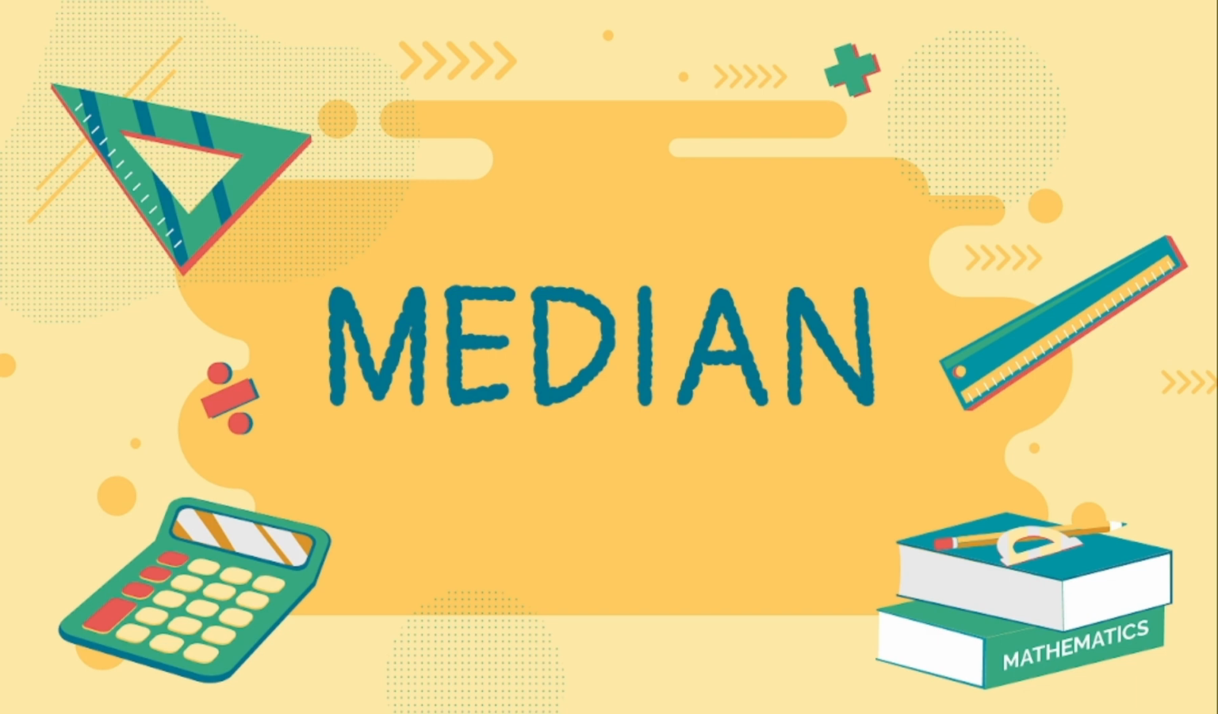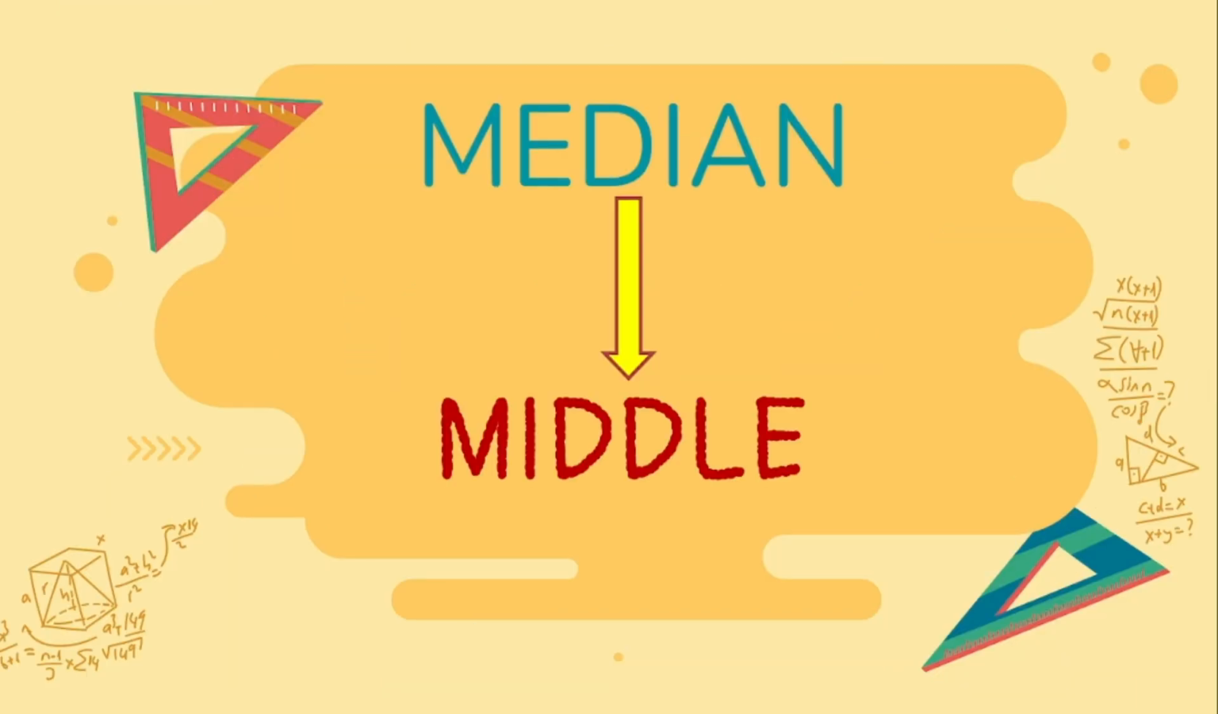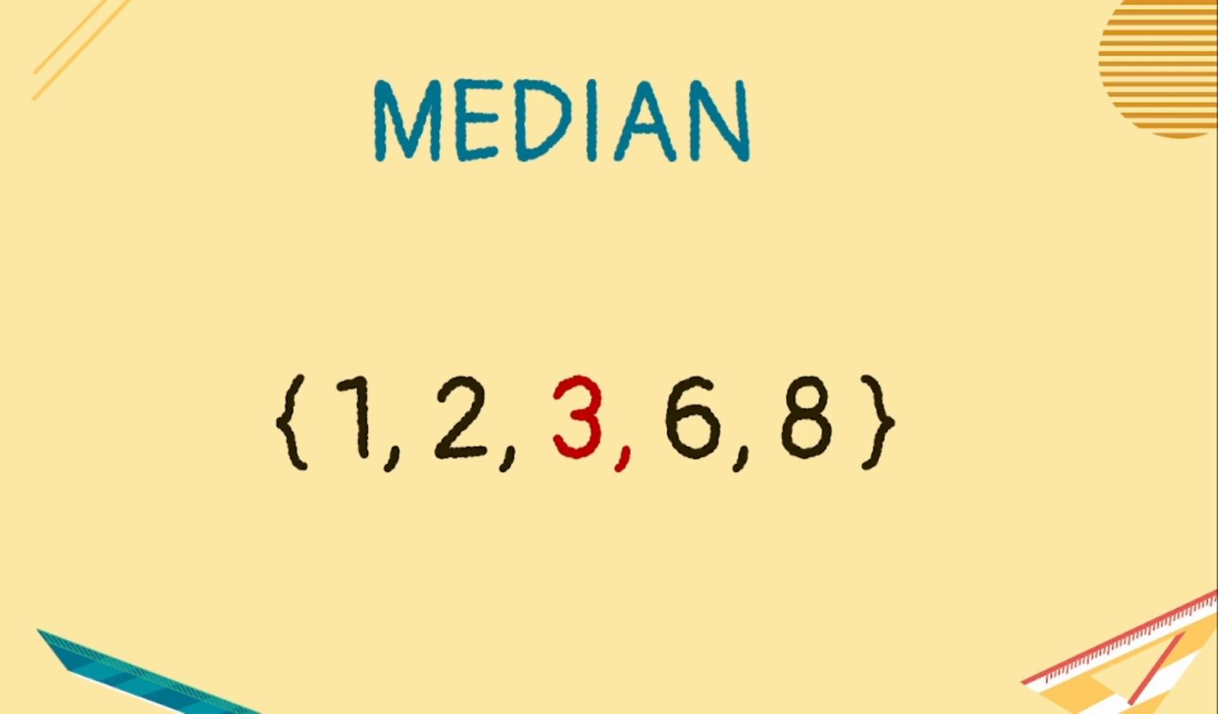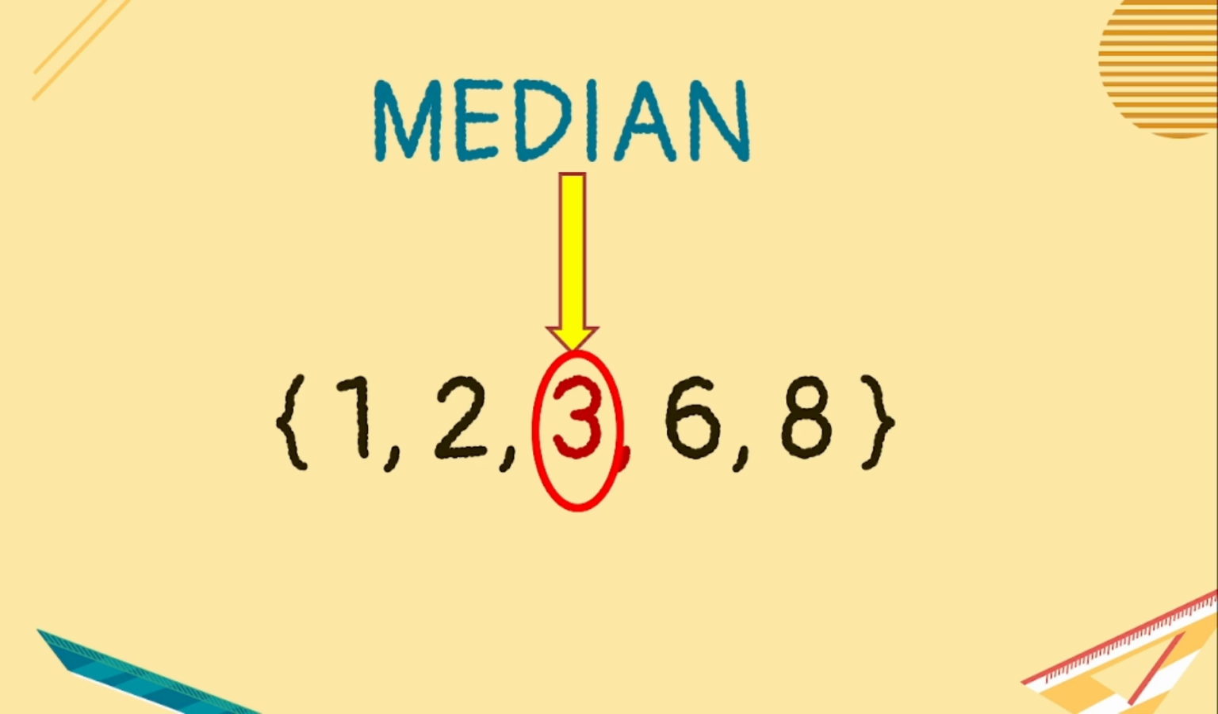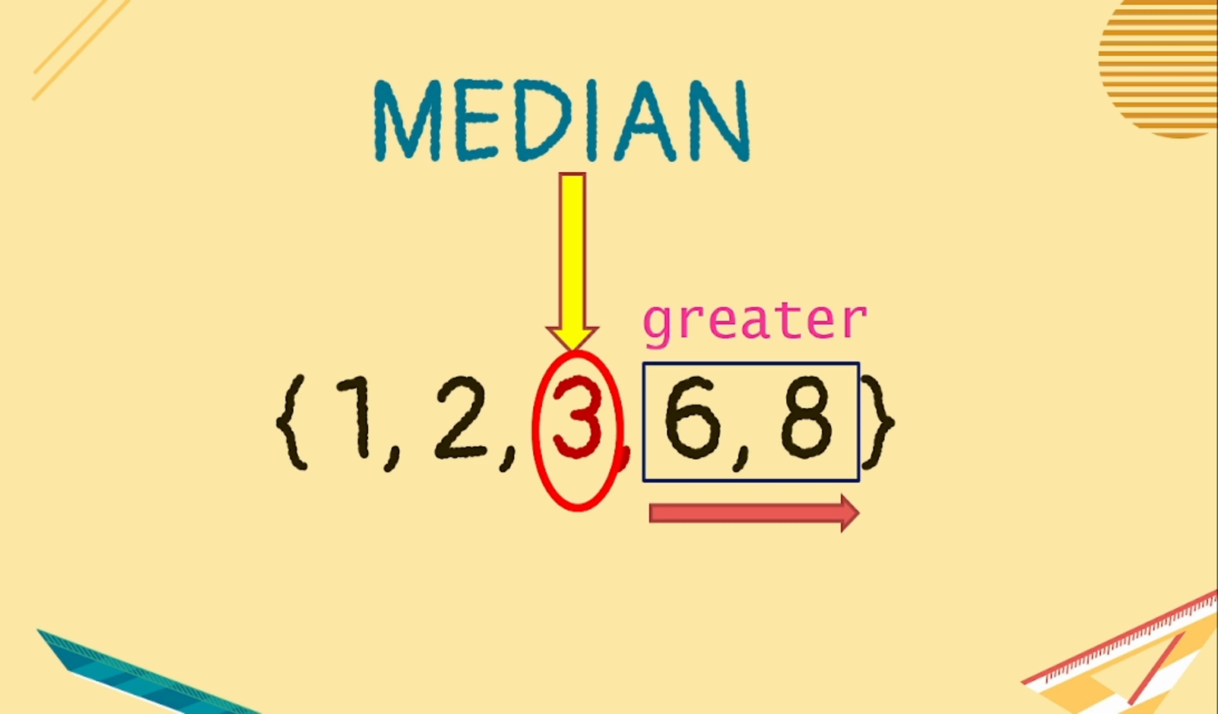Okay, let's learn about the median. The median is the middle of a dataset. It's a number that splits the dataset into two equally sized groups or halves. One half contains the members that are greater than or equal to the median, and the other half contains the members that are less than or equal to the median.